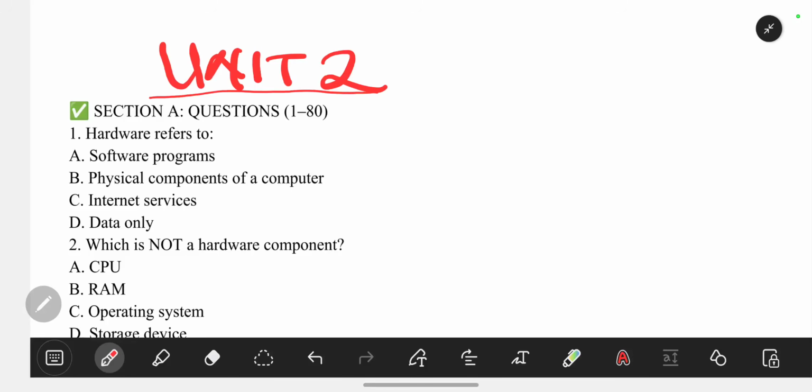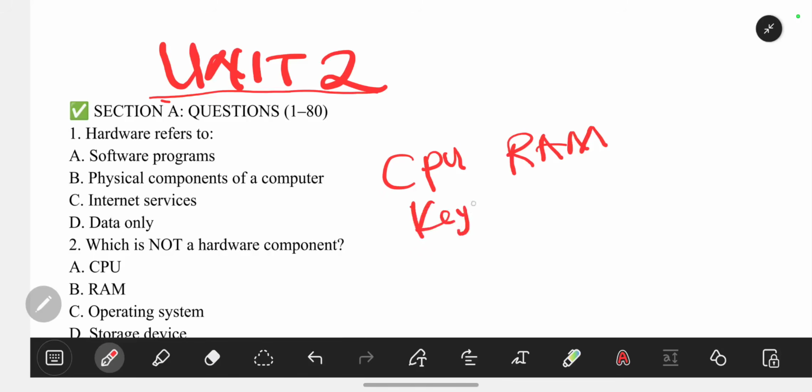Now we are looking at hardware, which is unit 2. So we have the first question. It says hardware refers to, so hardware is or are physical components of the computer. We might have examples such as CPU, we have the RAM, we might have storage devices, we might have the keyboard. So all these are hardware devices. So hardware devices are physical components of the computer.